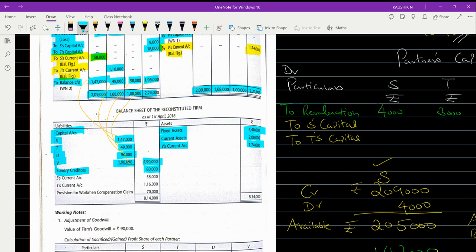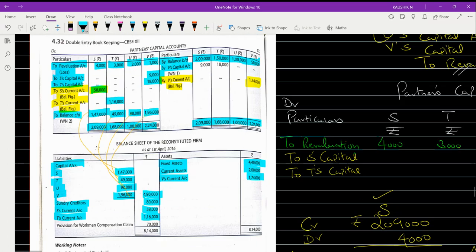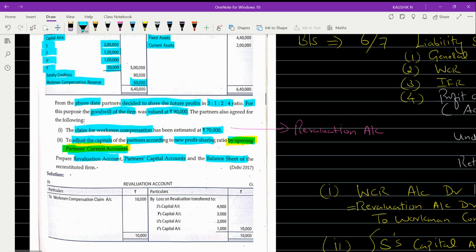Okay. The next is that the withdrawal has also happened by the partners. So you have to mention S's current account and T's current account. Whatever withdrawal they have done, the amount of withdrawal will also be shown. And we had one particular reserve, that is WCR, but the reserve has been utilized to meet the claim. So now the reserve is not available with us, but this reserve is used to meet a liability.